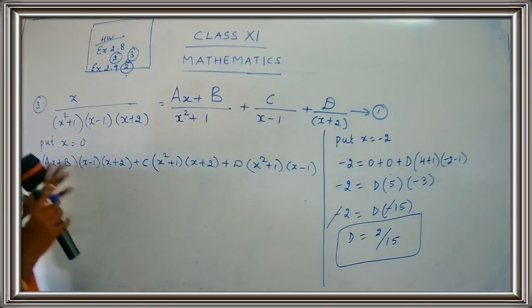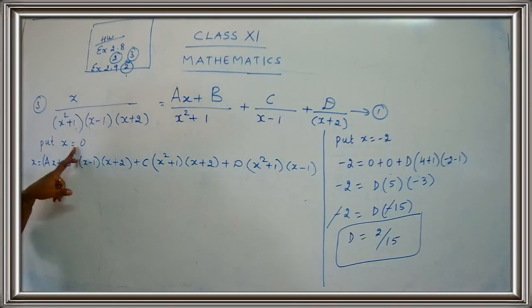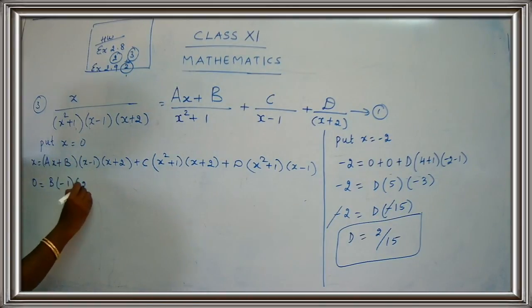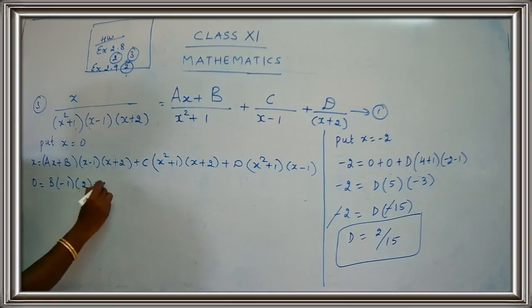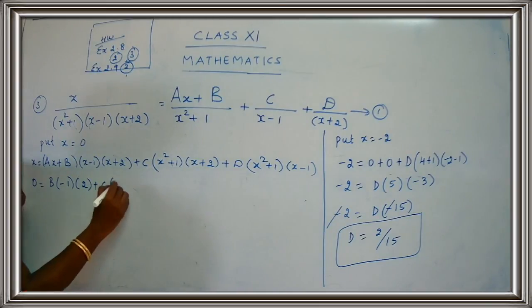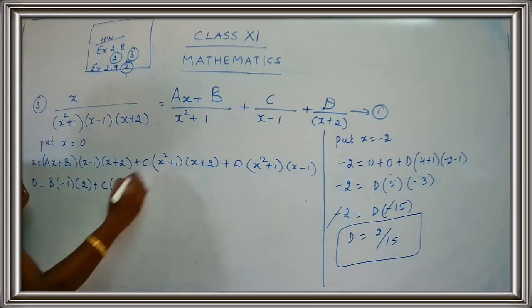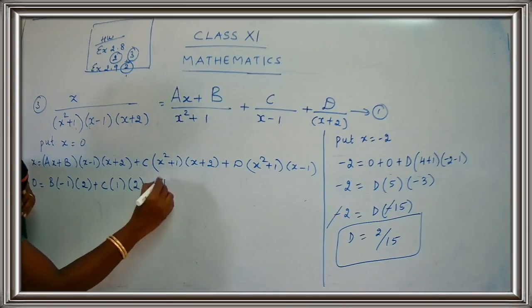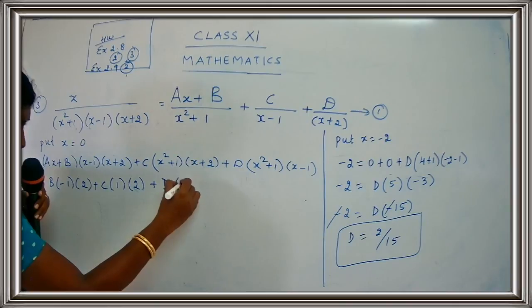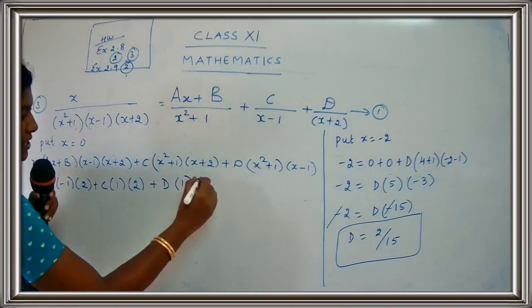Okay, so now what we are planning for? We are planning for x is equal to 0. So here you get 0, a into 0, 0, so b is left here. 0 minus 1, minus 1, 0 plus 2, 2. c, 0 square is 0, 0 plus 1, 1, 0 plus 2, 2, plus d. 0 square plus 1, 1, 0 minus 1, minus 1.